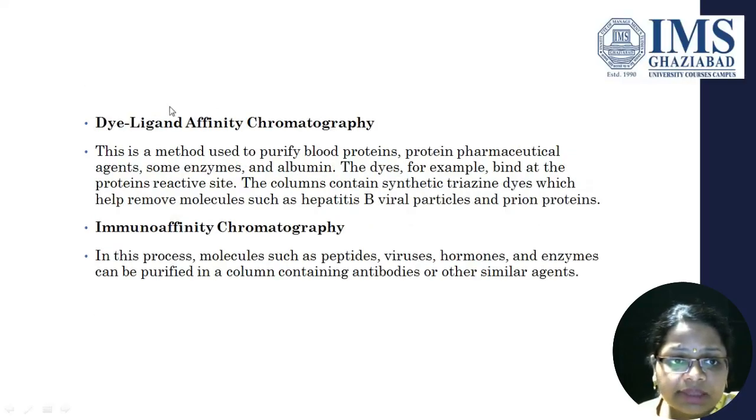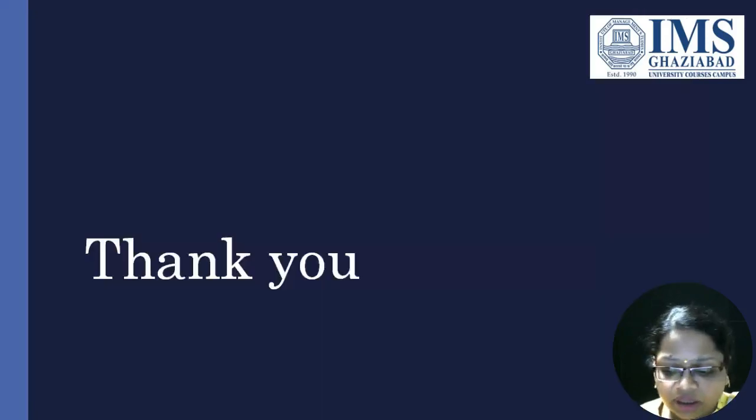Similarly, we have dye-ligand affinity chromatography, in which we have columns that contain dyes which help to remove molecules such as hepatitis B viral particles or prion proteins. Similarly, we have immunoaffinity, in which we make use of antibodies that bind to various peptides, hormones, and enzymes that can be purified. So this is all about affinity chromatography.